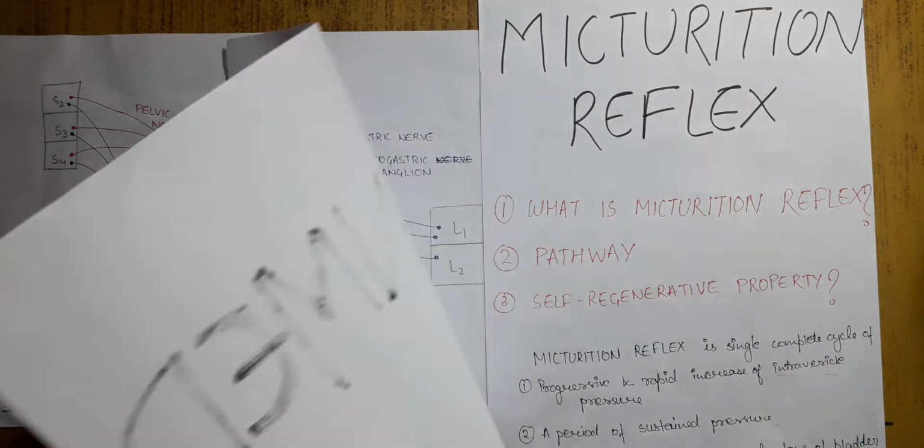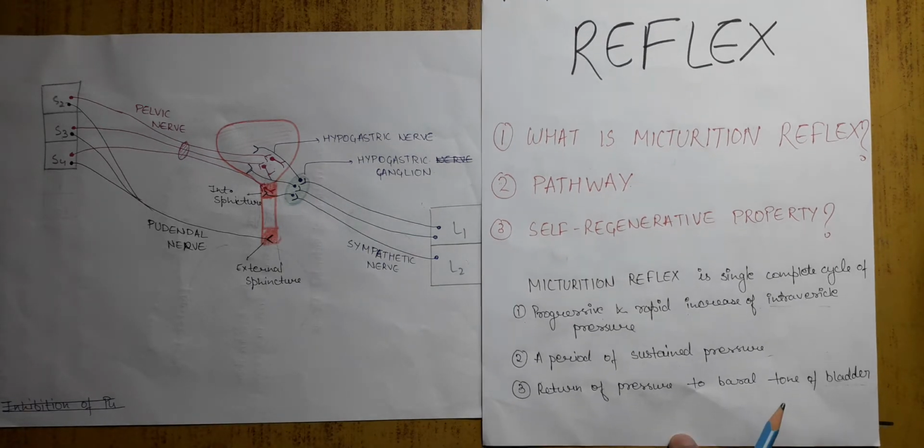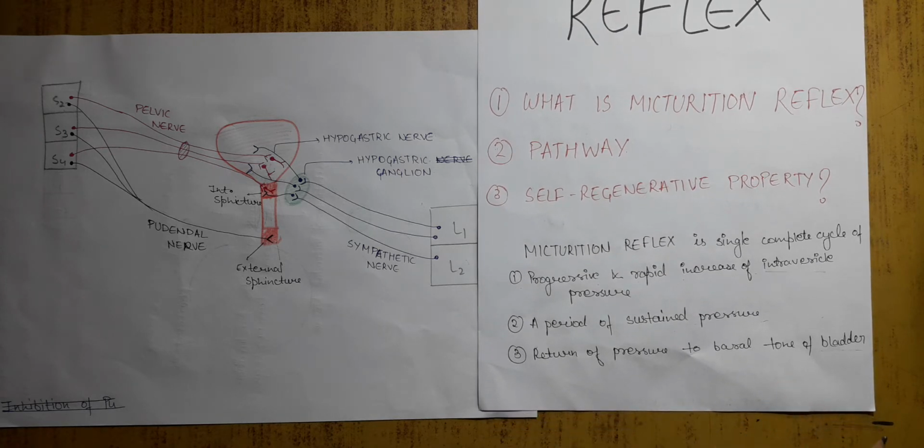Today's topic is Micturition Reflex. So what is Micturition Reflex? Micturition Reflex is a single complete cycle of progressive and rapid increase of intravesical pressure. So what is intravesical pressure? Intravesical pressure means the pressure on the wall of the bladder due to filling of the urine.